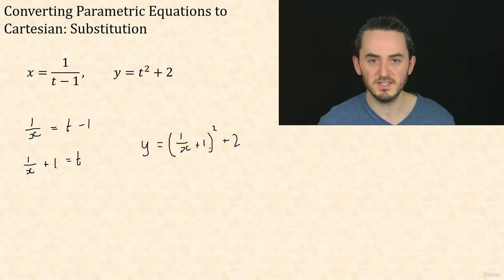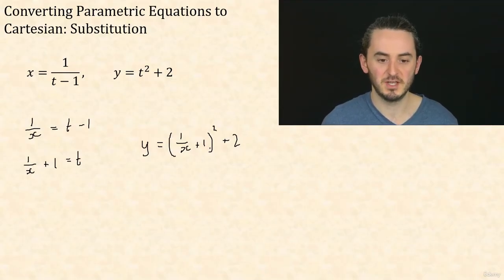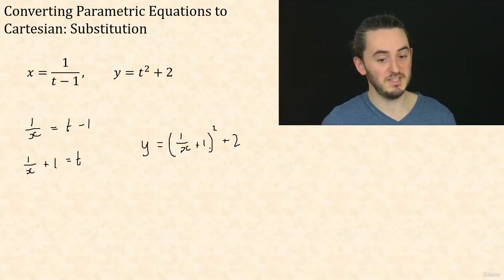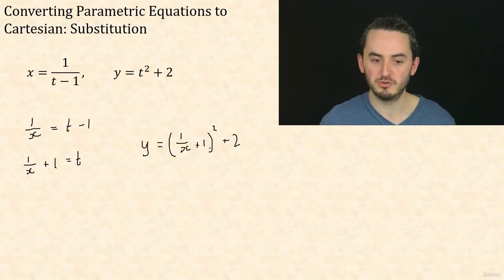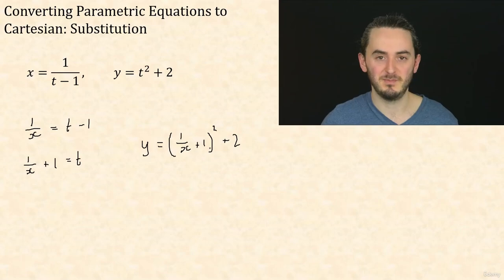So substitution is the easiest one. As you'll see in the next few videos, it's not always possible, but when it is possible, which is usually when you've got no trigonometry in sight, it's the one you should use. See you in the next video where we look at trigonometric examples.